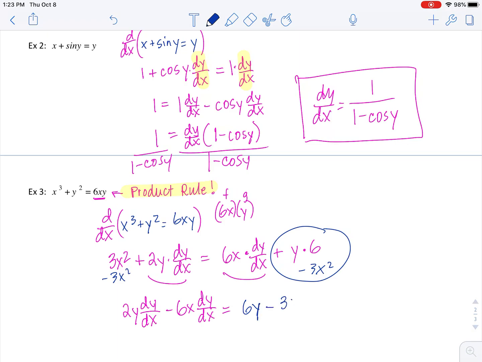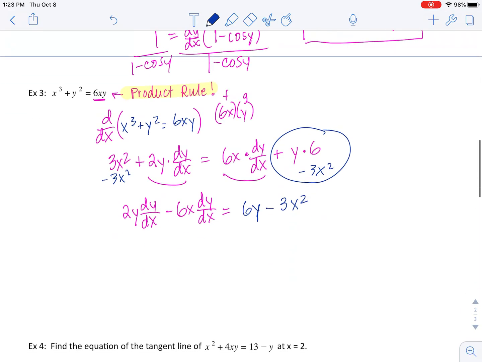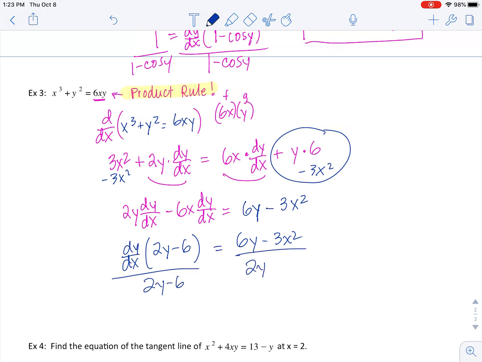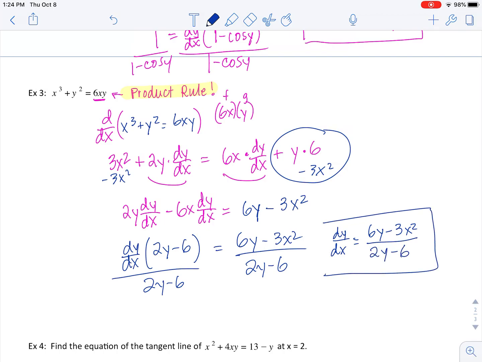6y minus 3x squared. Now, if you're a kid that has sloppy handwriting, you can't make your y's sloppy and look like x's because you could be in for some bad calculus when you do that. All right, now let's go ahead and factor dy/dx out of here. I get 2y minus 6. This side is unchanged, and then I'm going to divide by 2y minus 6. Okay, so my final statement is that dy/dx is 6y minus 3x squared all over 2y minus 6.